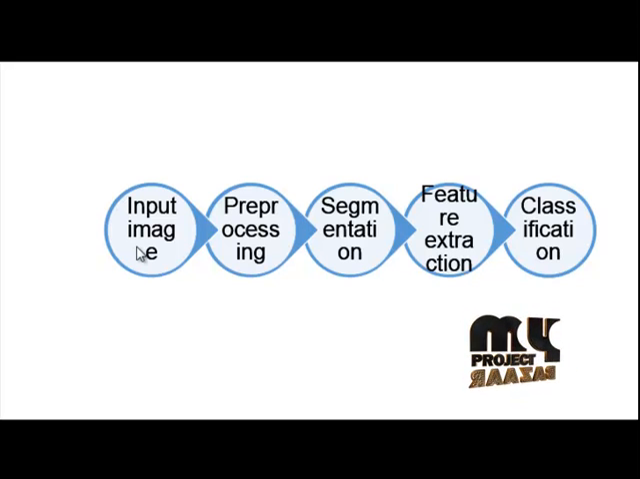First, select the input image from the collected dataset. The next step is the pre-processing step. In the pre-processing step, a median filter is used to remove the noise from the input images.